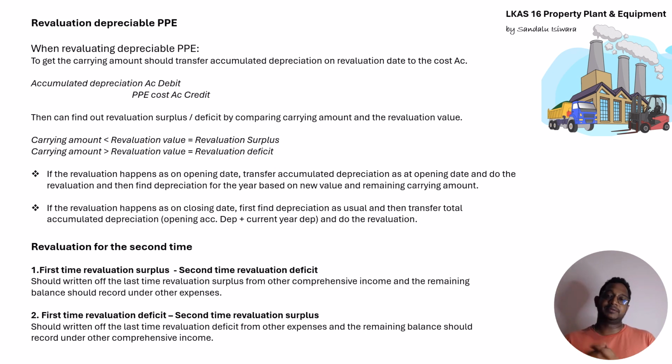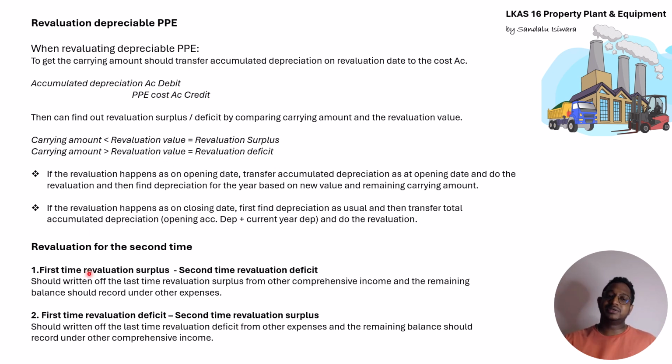Cost minus accumulated depreciation. So when it comes to the revaluation of depreciable property, plant and equipment, first of all, the accumulated depreciation up to the revaluation date, you have to transfer from the accumulated depreciation account to the cost account, and then you can find out the carrying amount. So carrying amount means cost minus accumulated depreciation, right? So if the revaluation value is higher than the carrying amount, it's a revaluation surplus. And if the revaluation value is lower than your carrying amount, it's a revaluation deficit, right? So that's what I mentioned here.